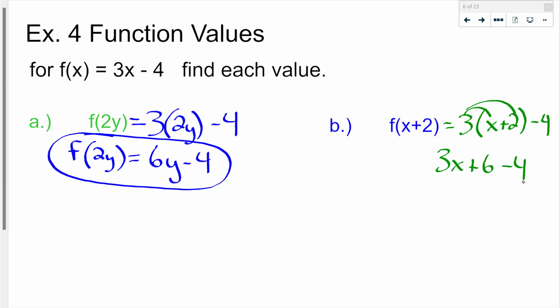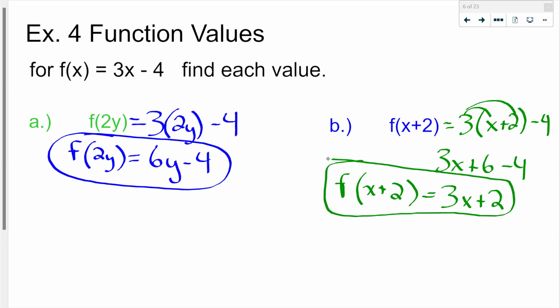We do have a set of like terms. Our like terms are 6 and -4. So we end up with 3x plus 2. So f of x plus 2 is 3x plus 2. Again, we didn't add just numbers in place. We had actual variables as well. So whatever is in place of the x is what you substitute in.